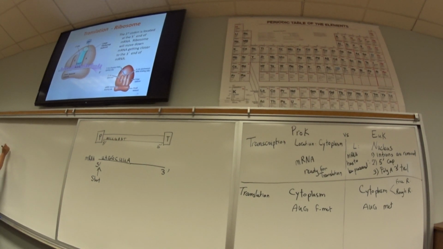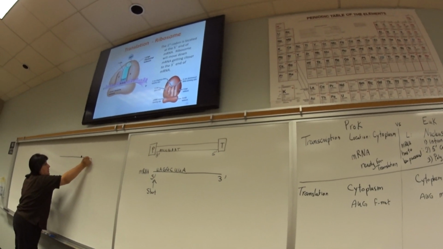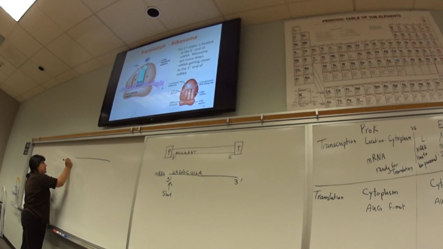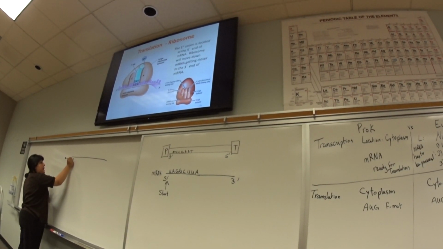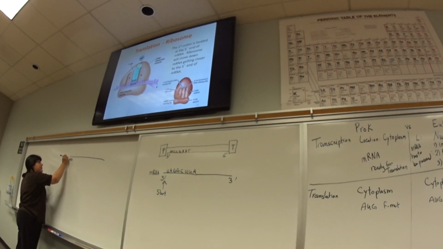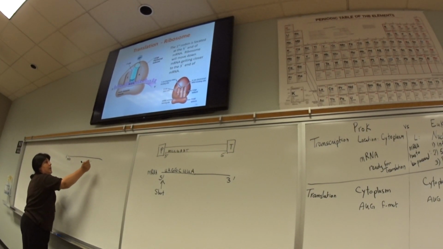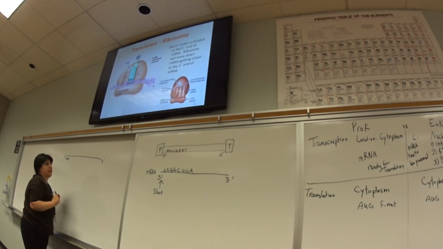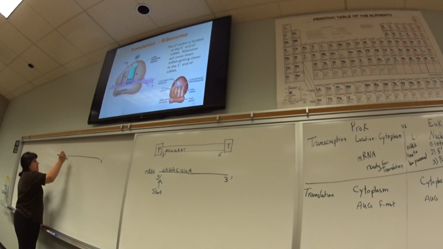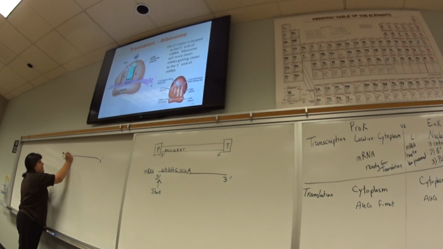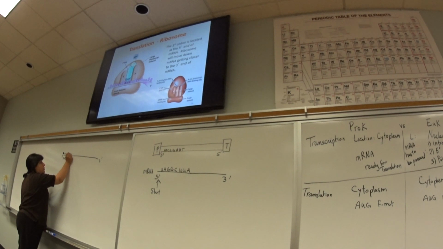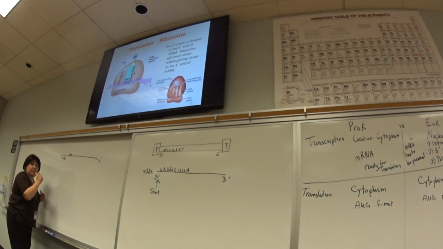So first we have your mRNA. All right, so this is your mRNA. 5' end, 3' right there. Somewhere along here is AUG. All right.